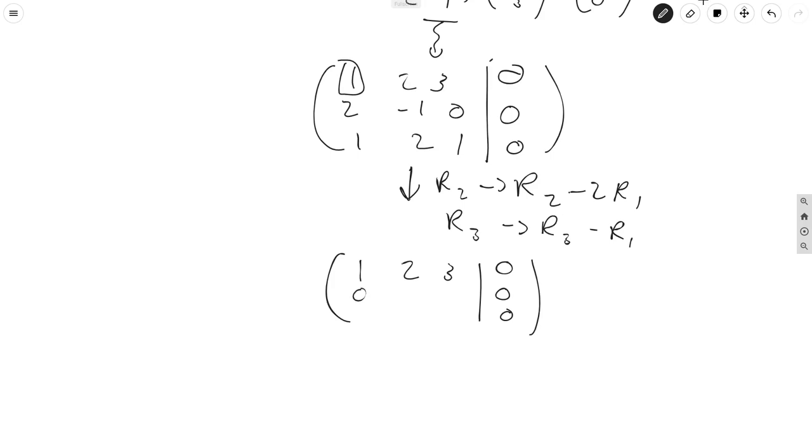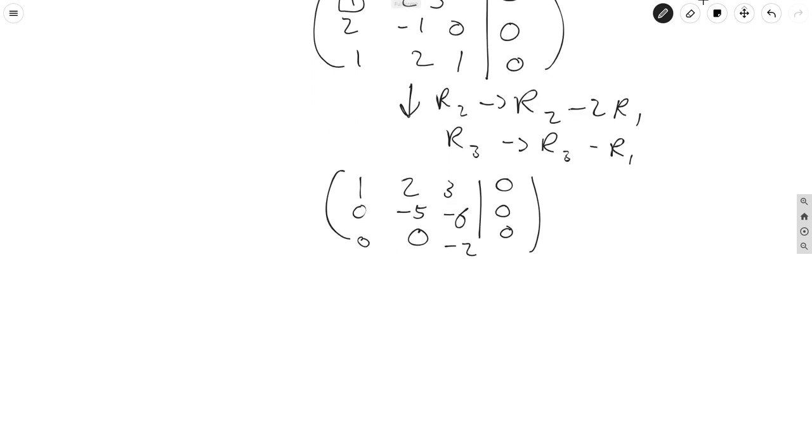Here we're turning these things into zeros. We know these are zeros. And what do we get left over? So minus 2 times 2 is minus 4. And minus 1 minus 4 is, of course, minus 5. Minus 2 times 3 is minus 6. And we're just subtracting off one copy of these. So this will be 0, and this will be minus 2.